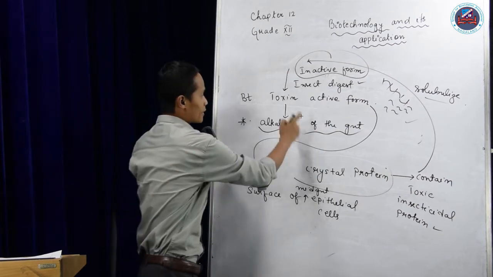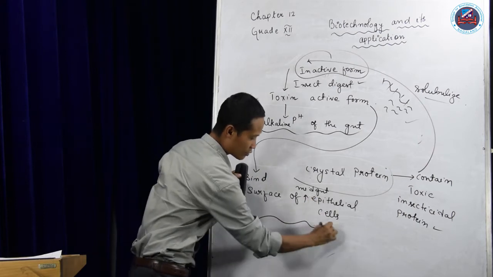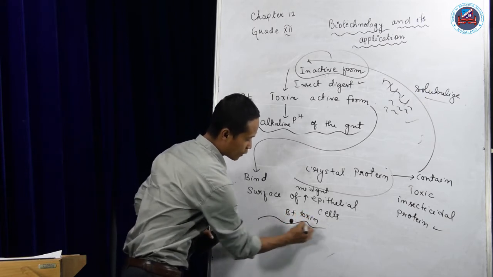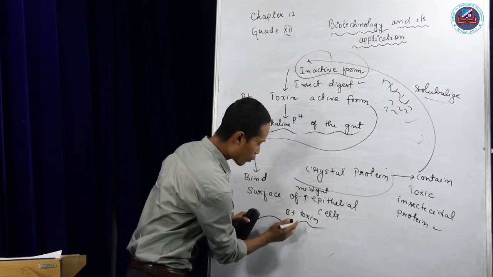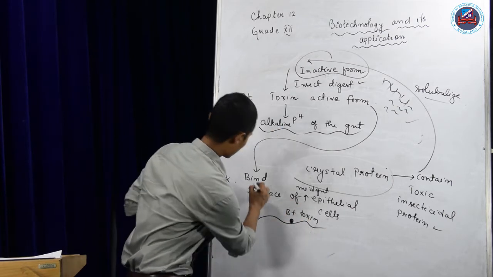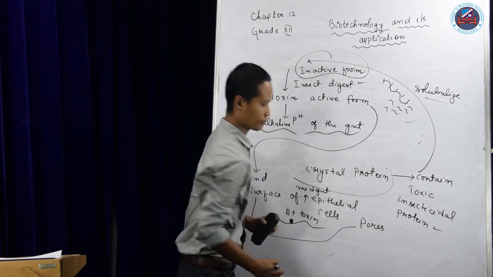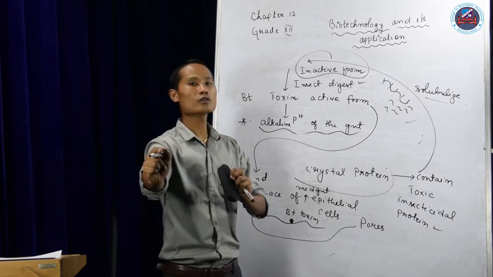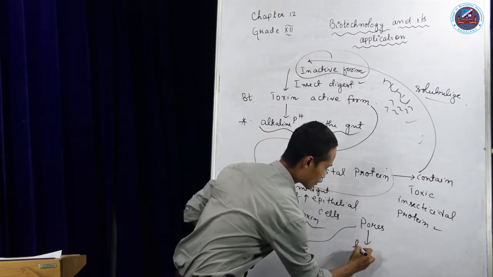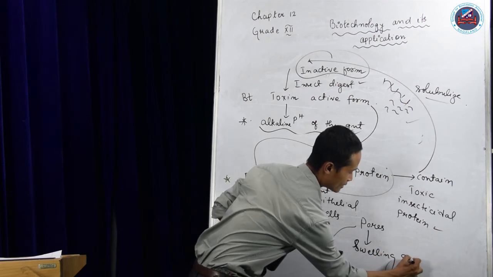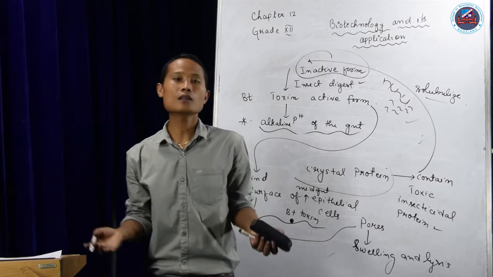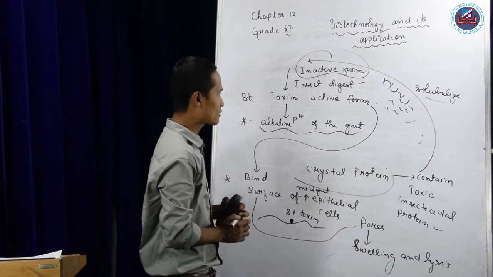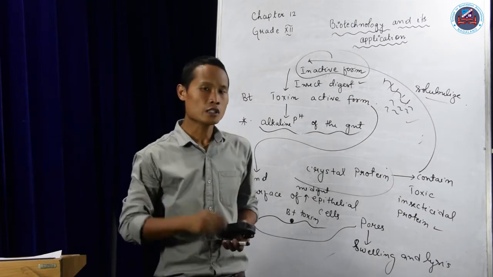Now once this toxin binds to the surface of the midgut of the insect, the Bt toxin will bind. Once it binds, what will happen? It will create pores. They will make holes on the surfaces of these epithelial cells. Once it creates the pores, this will result in swelling and lysis. And ultimately, the insect will die, killed by the bursting of its stomach. So this is the mechanism that has been observed in Bacillus thuringiensis.